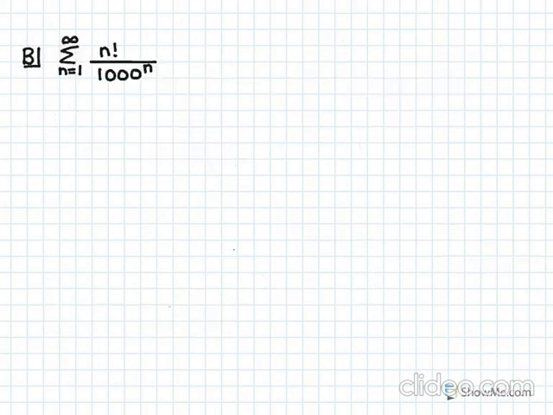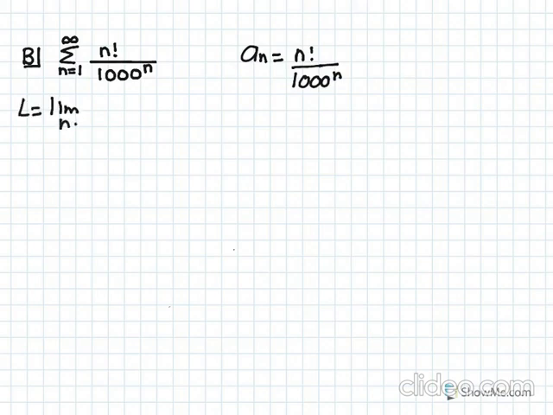All right, let's look at part B. Here we have the summation n equals 1 to infinity of n factorial divided by 1000 to the power of n. Let's apply the ratio test with a sub n equal to n factorial divided by 1000 to the power of n. L is equal to the limit as n approaches infinity of the absolute value of a sub n plus 1 divided by a sub n.